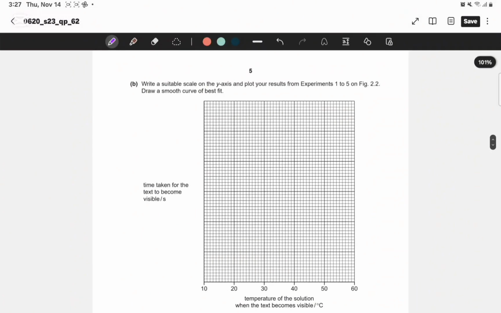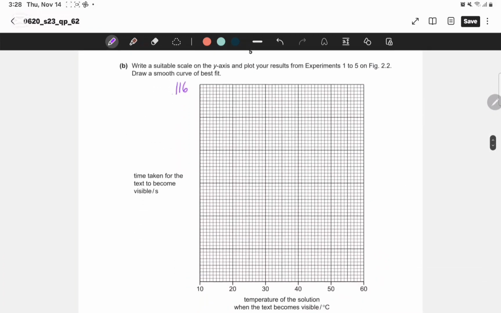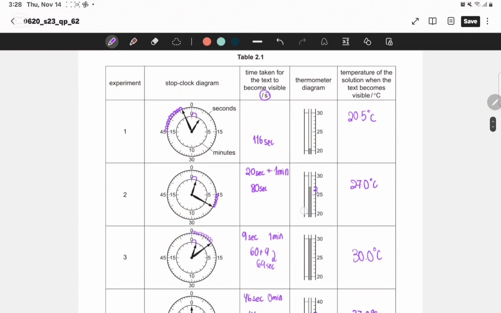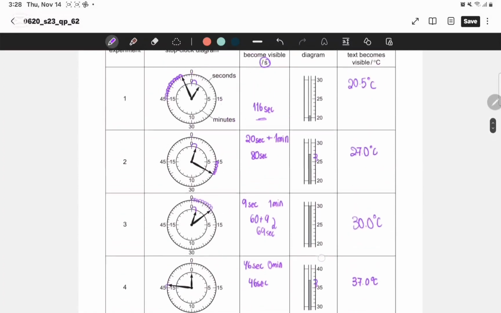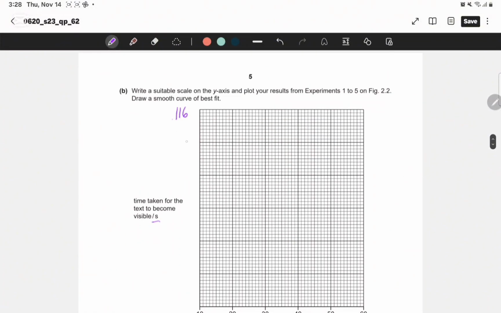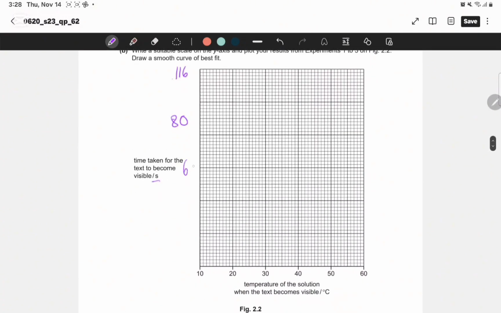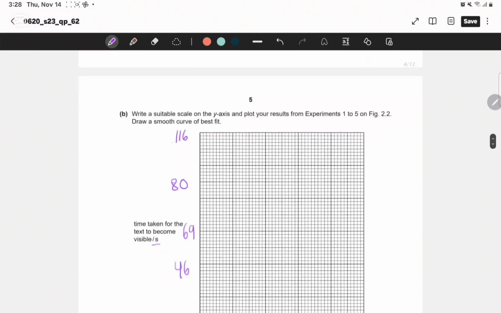And now I have to plot it. I'm not going to be that accurate, because if I were, it would take me like 30 minutes. So I'm just going to estimate, okay? Let's say the highest point has to be 116, because the seconds are on the left. That was the highest amount of seconds they left it. So 116. Let's say under that we have 80, maybe here. And then under that we have 69, maybe here. And then 46. And then 21.